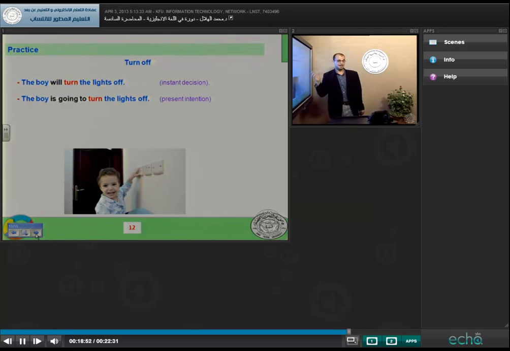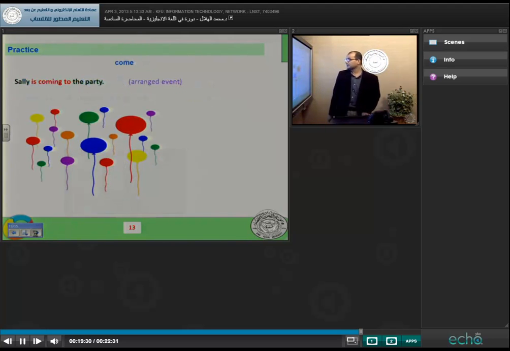And as we said before, when will or shall is used, the action happens without planning, without thinking for a long time. Instant decision. The decision does not take long to be performed, so we have an instant decision. The boy is going to turn the light off. Again, this is a present intention, so we could use the sentence in both forms depending on the context in which the example or the action is happening.